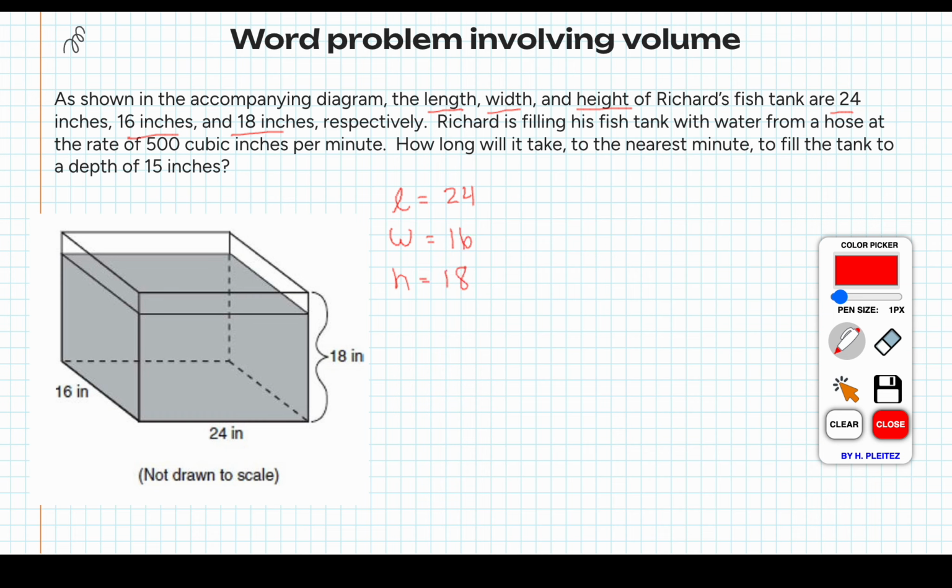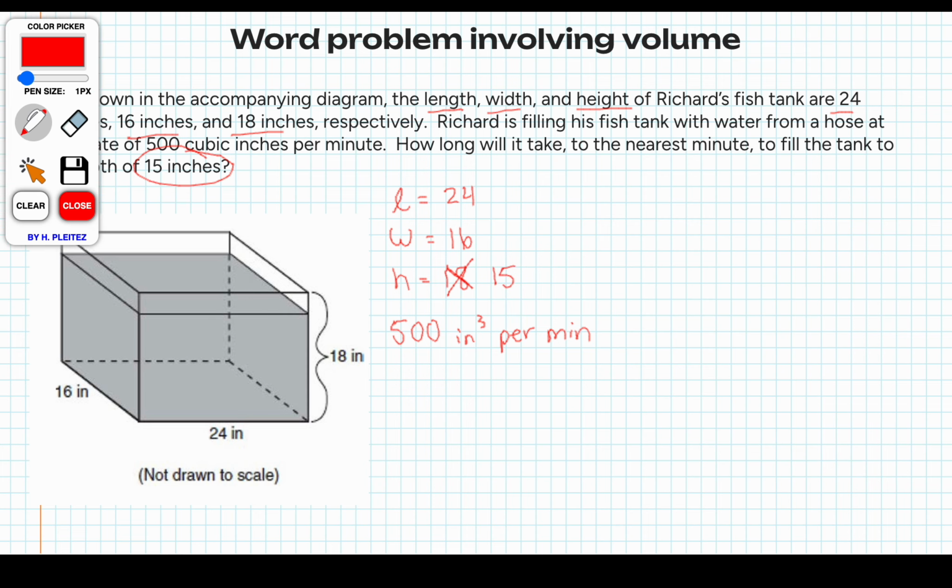Now Richard is filling his fish tank with water from a hose at the rate of 500 cubic inches per minute. So we're going 500 inches per minute. Now we want to know how long it'll take to fill the tank to a depth of 15 inches. So what we want to notice here is that the entire height, the entire depth of the tank was 18 inches, but we're not utilizing that entire 18 inches. We want to only fill the tank to 15 inches. So instead of using 18 for our height, we're going to just be using 15.